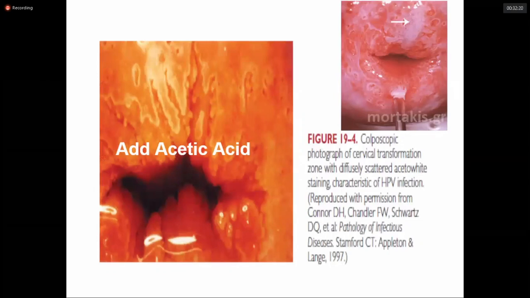This is the colposcopic examination photograph. Colposcopic, that is to say, examination of the cervix in women. And you can see that there is a zone of transformation. When you add acetic acid, you get white material, white coloration. This is an indication that the patient has got HPV infection. So if I ask you, how do you know that there is HPV infection in the cervix, you say to me, you add acetic acid, and if there is infection with HPV, you get whitish, diffusely scattered coloration.